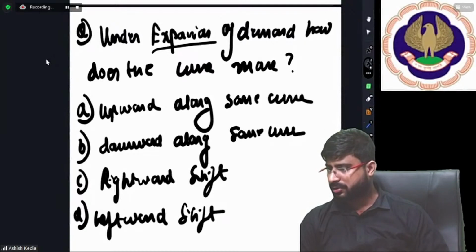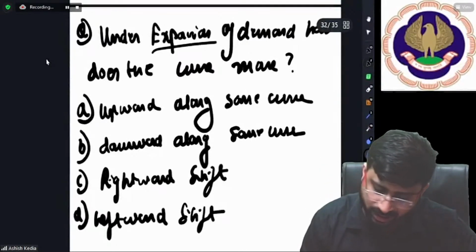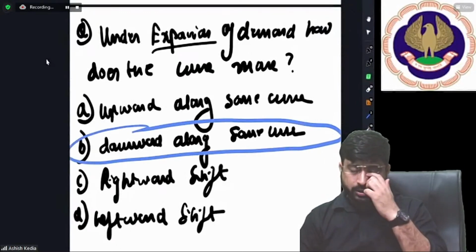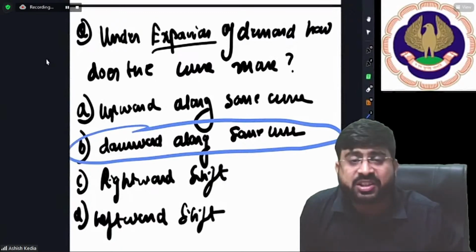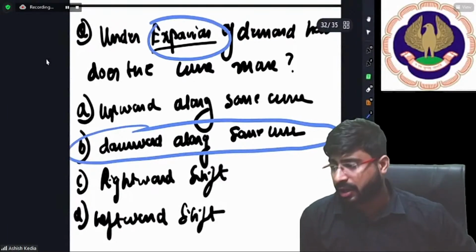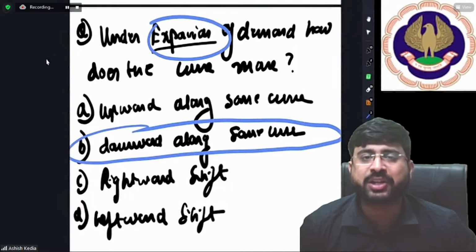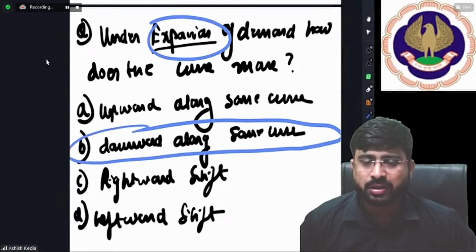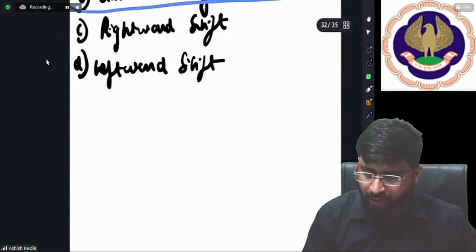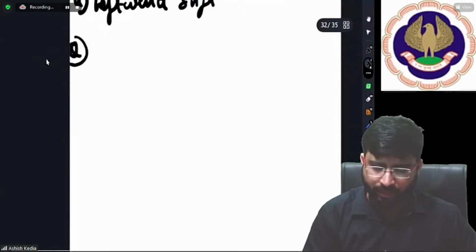Yes, very good. Almost all the answers are correct, and that's correct. Downward along the same curve. Rightward shift happens in case of increase in demand. I have used the word expansion. Be careful, okay? When I am using expansion, it is obviously along the same curve. Okay? Moving on to the next question.